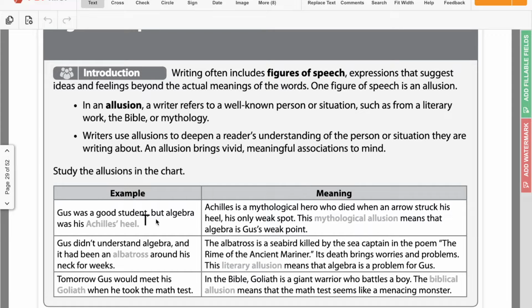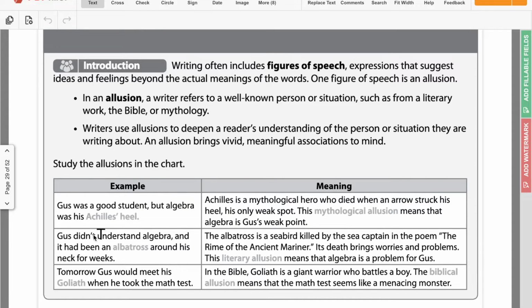Okay? So it says Gus was a good student, but algebra was his Achilles heel. So it explains the meaning here. So it says Achilles is a mythical hero who died when an arrow struck his heel, his only weak spot. This mythological allusion means that algebra is Gus's weak point. So he's a good student, but he's not good at algebra, because Achilles' heel is like a Greek myth where this guy, his heel was his only weak point. So it's saying that his Achilles' heel was algebra because that was his weak point.